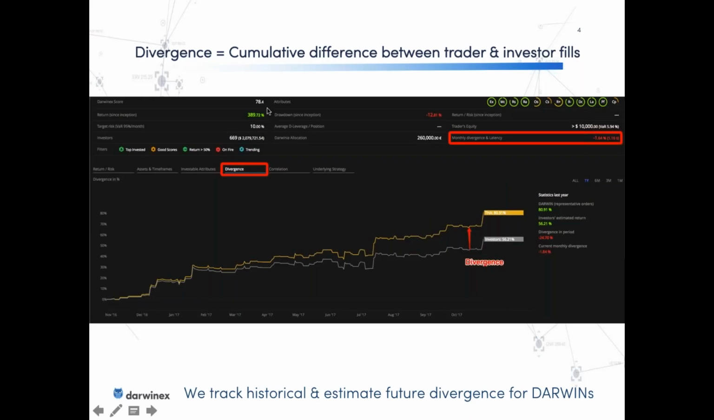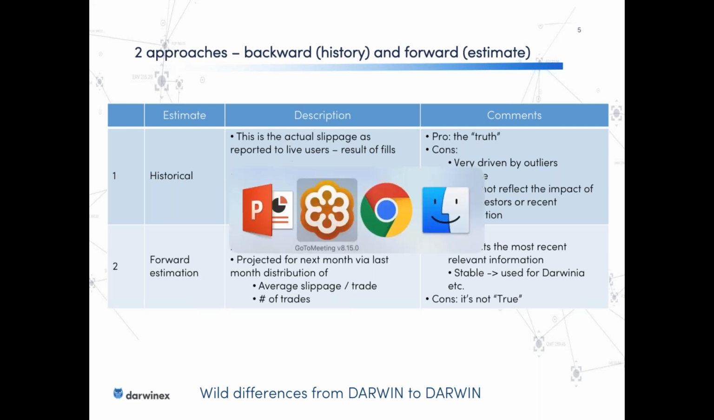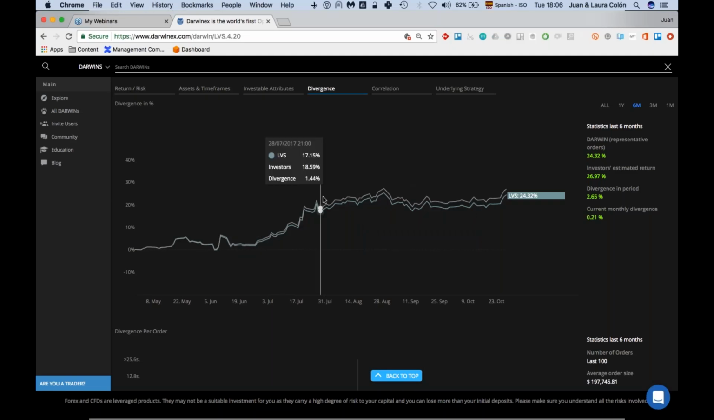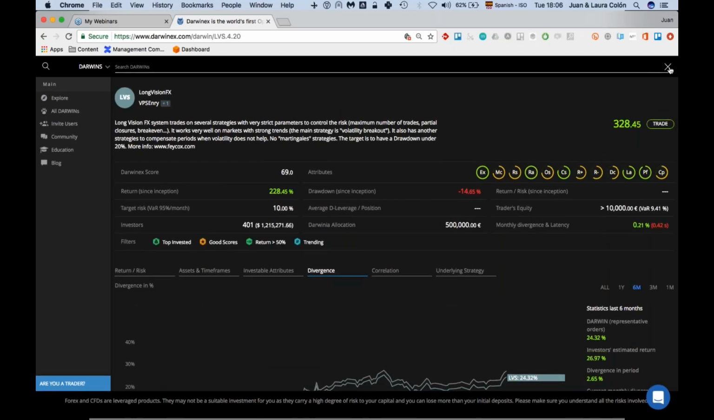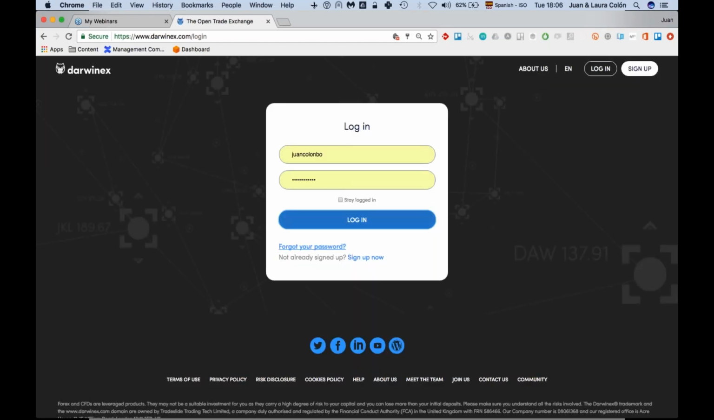So that's divergence, this cumulative difference between the trader and investor fills. And I've mentioned that we track the historical, but also do a forward-looking estimation. Okay, so how do we track the historical divergence? Well, this is the actual slippage that you experience once you have invested in the Darwin. So whenever you have a trader in your live portfolio, you'll see, and maybe I can do that, I can probably try and log in to show you just that.